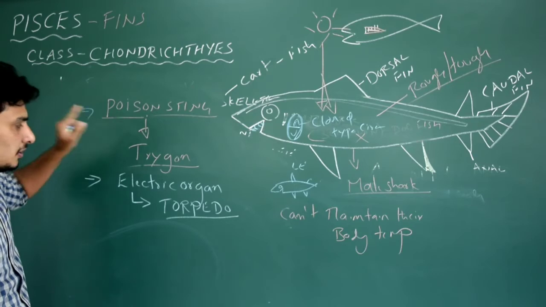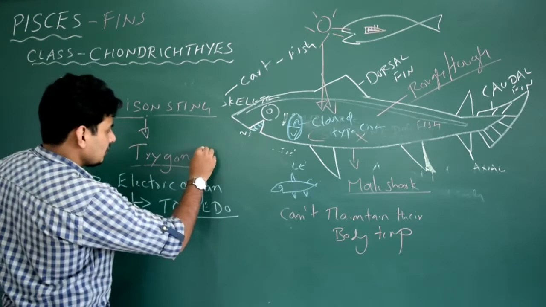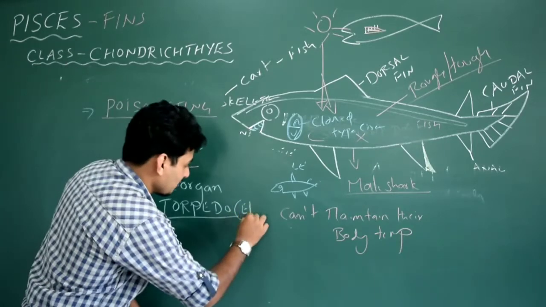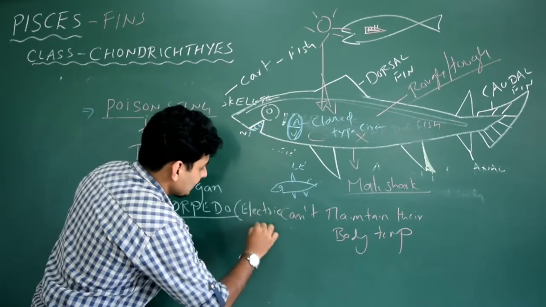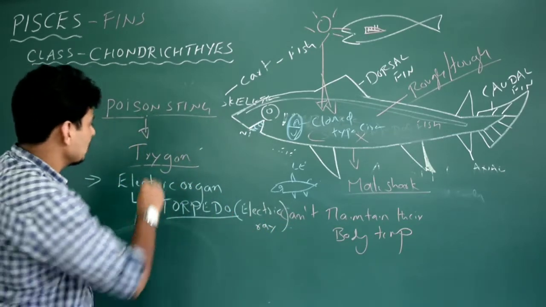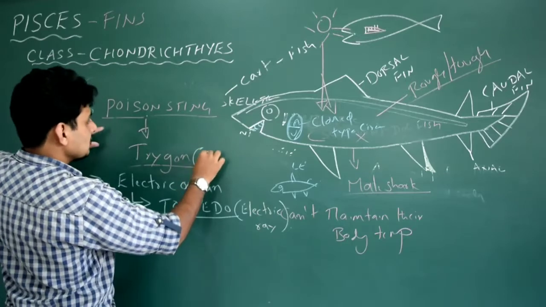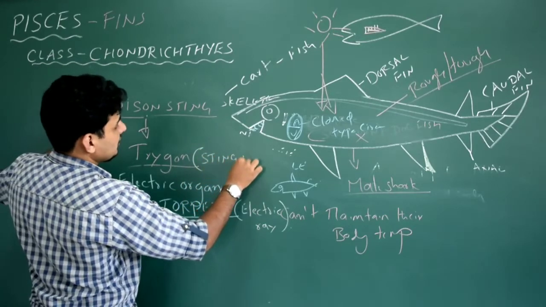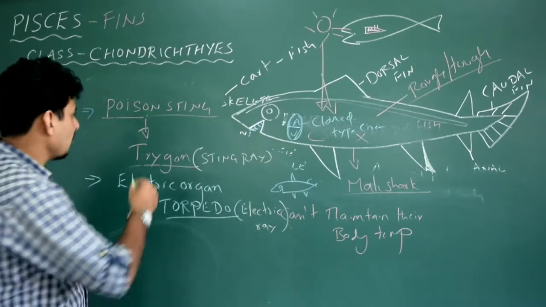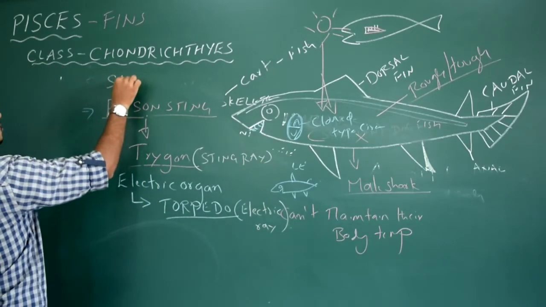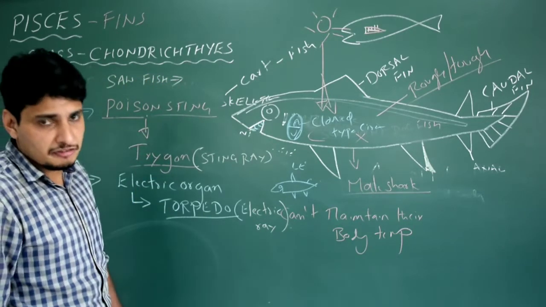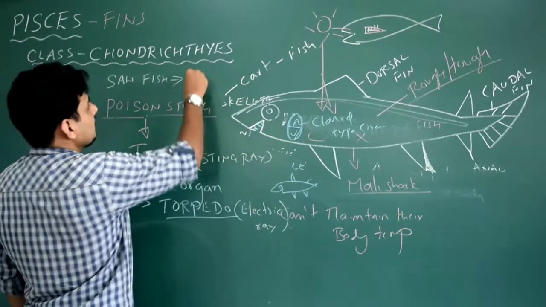Got it? Trygon. Okay. Here let me write its common name. That is also important actually for your competitive examination. Electric ray is the common name of Torpedo. Note this point, please write this point. Trygon is also called stingray. Stingray is actually the common name of Trygon. Okay. Then I have already mentioned the sawfish. What is the scientific name of this sawfish? That is nothing but Pristis.